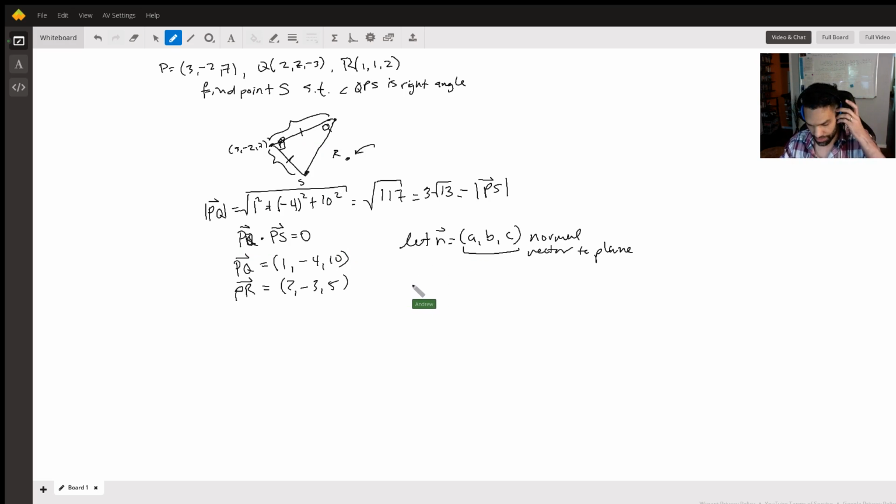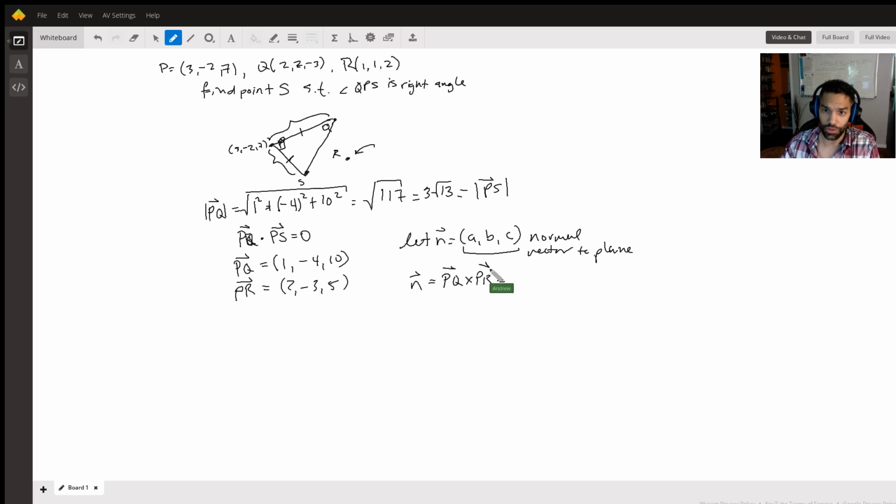In order to find out the values here, we can use this kind of identity, if you will, that if you take the cross product of two vectors, the outcome is going to be another vector that's orthogonal to both. And since it's orthogonal to both PQ and PR, we're going to set this up so this vector n equals PQ, and we're going to cross it with PR.